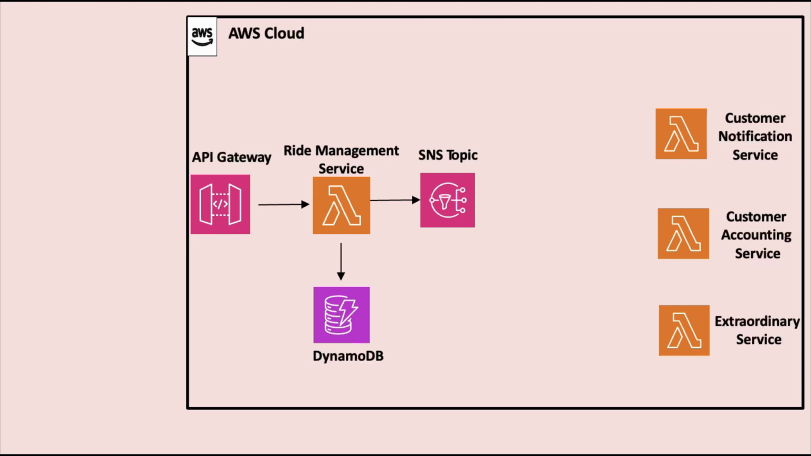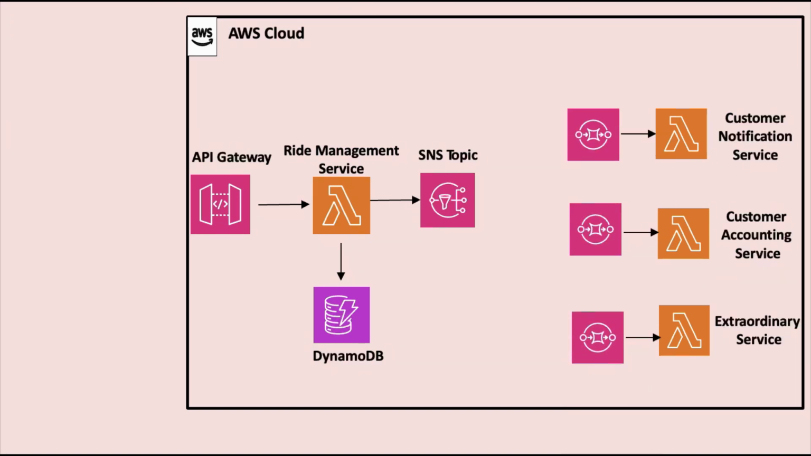The reason is that if the Lambda function is not available, or is having some exceptions, or is taken down for maintenance, then the messages are lost, right? Because of that, we will have an SQS queue in between the SNS topic and the Lambda function.